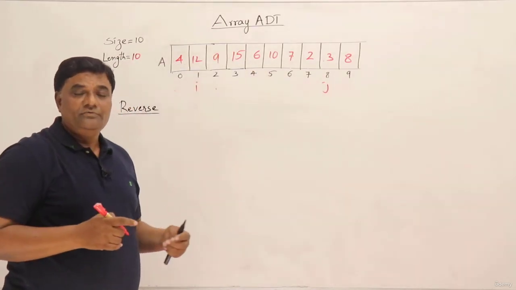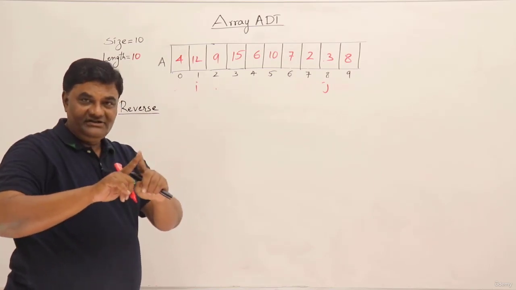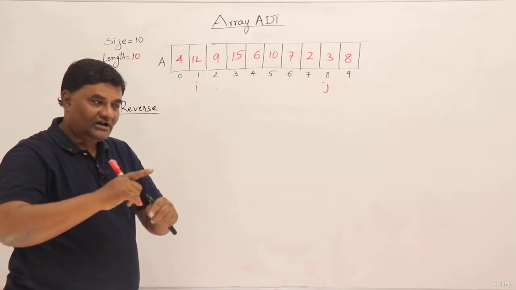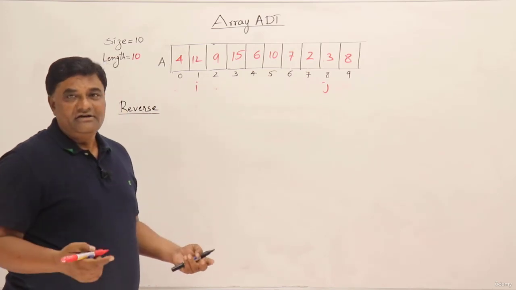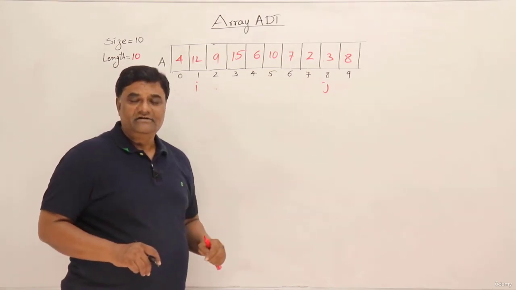Similarly, if we continue, we can interchange the rest of the elements. So when should we stop? When i and j have come to the same place, or i becomes greater than j, we should stop. In this way, we can reverse the entire array.